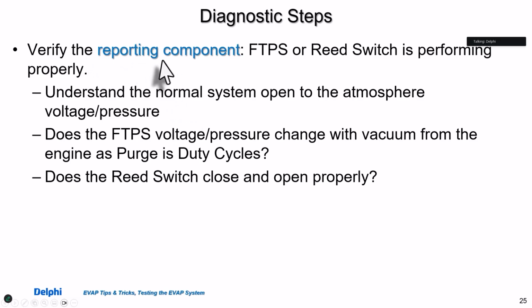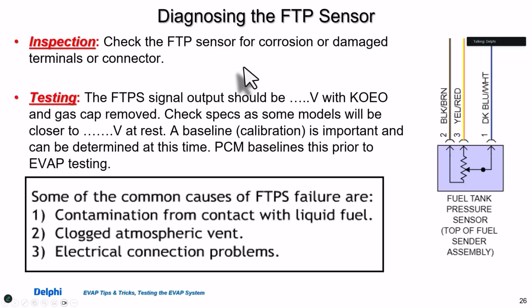Okay, verify the reporting component. That's the FTP or switch in most cases. Understand normal system voltage when it's open to atmosphere. Does the FTP change with vacuum as the engine purge is duty cycled? Does the reed switch close and open properly? Some of these you can just see by applying vacuum to the system. Now, when you do the FTP, make sure you inspect the connectors and terminals, make sure they're tight, and make sure nothing's been stressed and pulled.